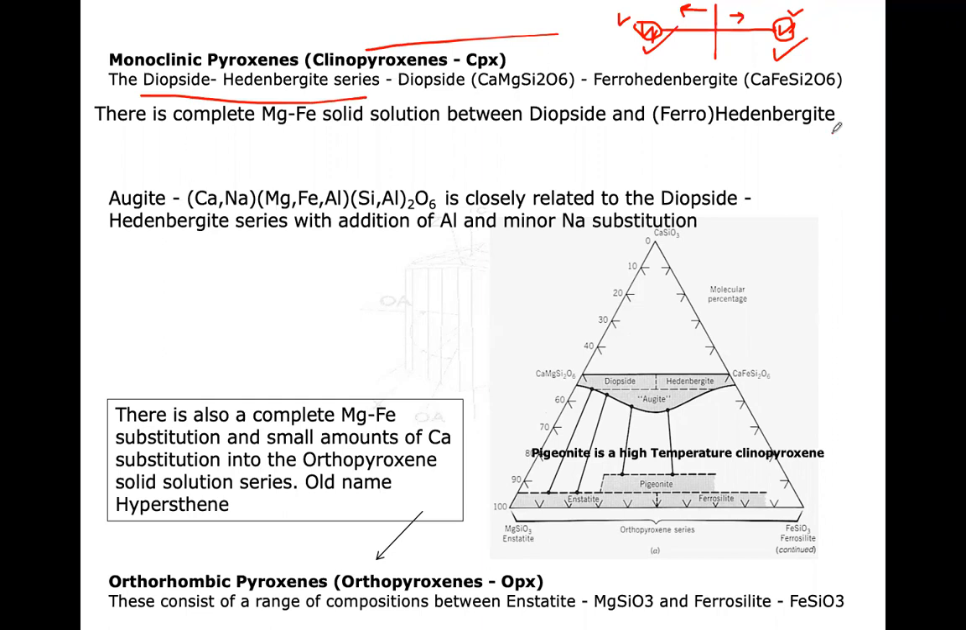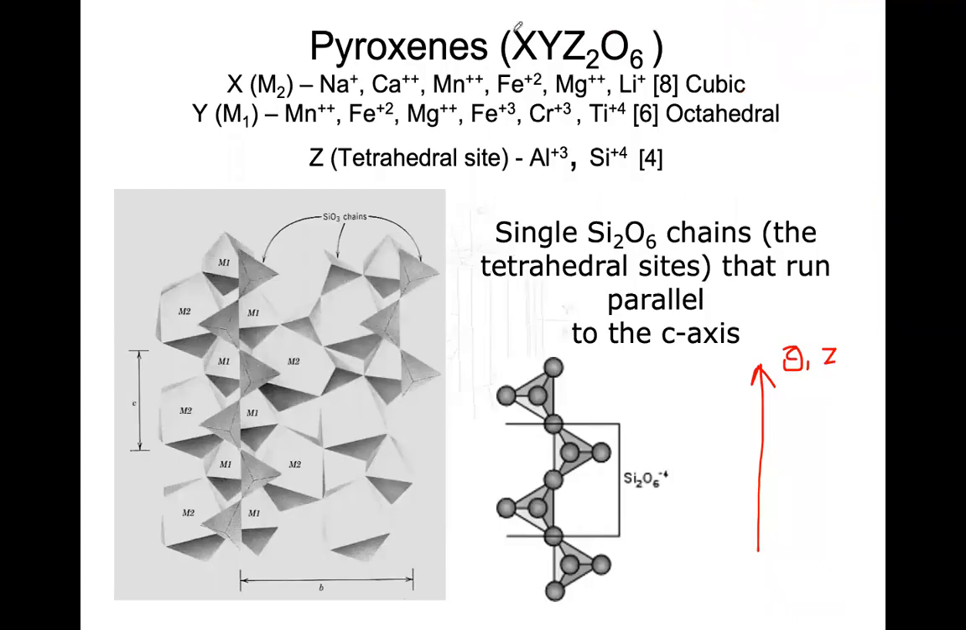So for pyroxene, we draw compositional diagrams as a triangle, right? Why we use a triangle is because the common structure of pyroxene is XYZ2O6. This is the silicate tetrahedra, and these are the cations.